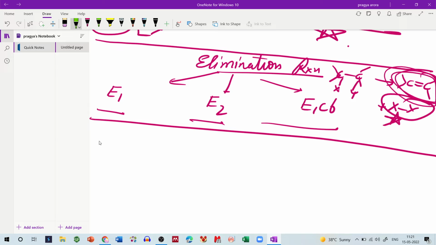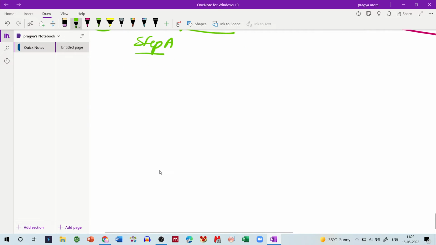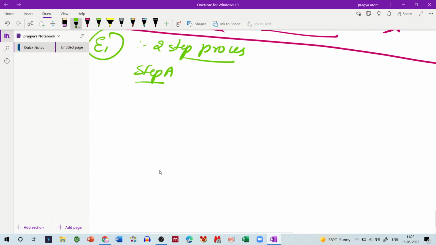So starting with the E1 mechanism. Under the E1 mechanism, what happens? It is a two-step process. The first step involves the formation of a carbocation by the loss of the leaving group.